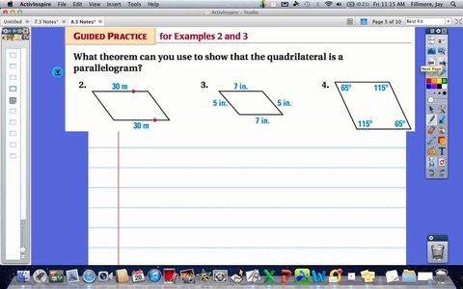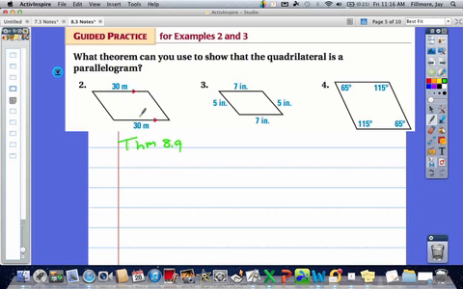So, what theorem can you use to show that the quadrilateral is a parallelogram? I'll pause. You might want to pause it just for a moment if you want to work this out on your own, and then we can go through the results if you want to hit play again. All right, so looking at number 2, we know that we have a pair of segments that are 30 meters, and that same pair of segments, those are parallel. So that is going to be theorem 8.9, which states that yes, it's a parallelogram. Opposite sides are congruent and parallel.